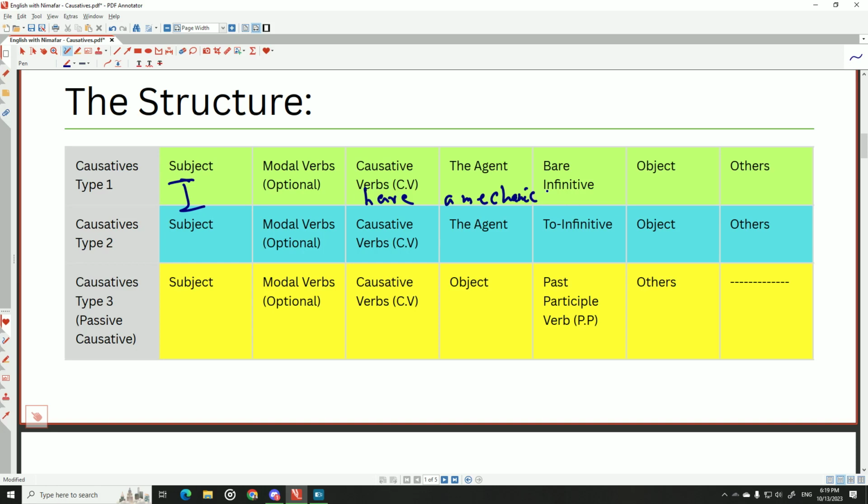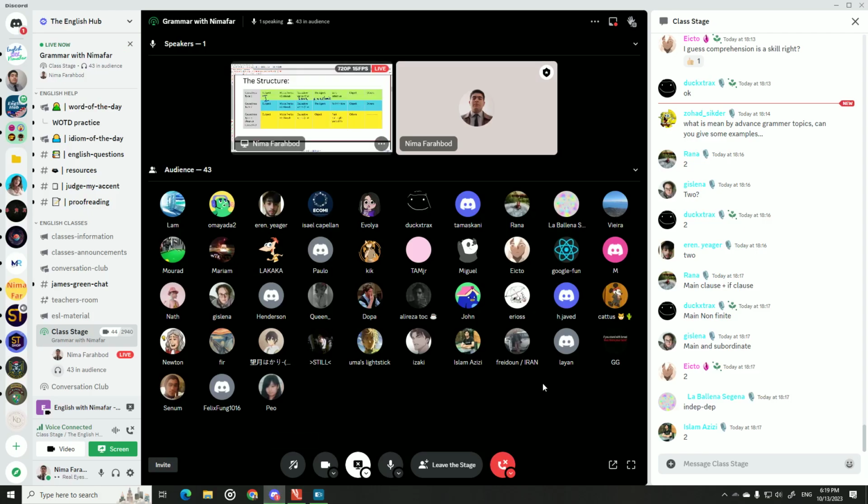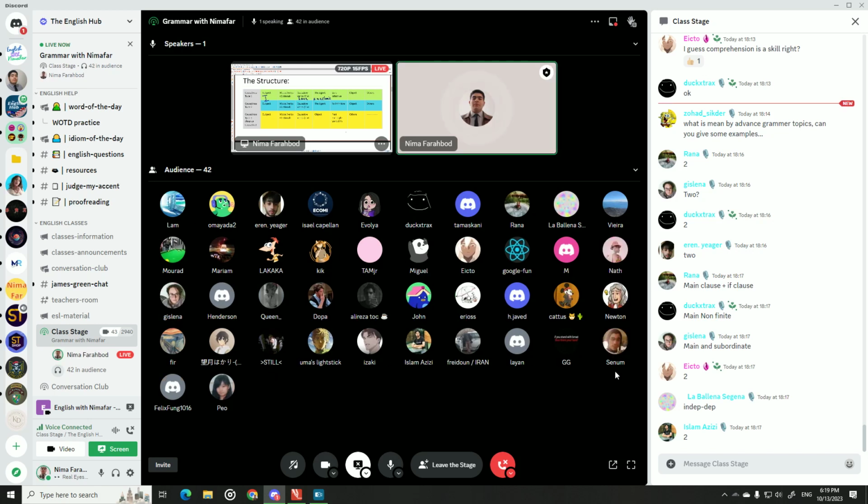What is the bare infinitive, guys? Can you tell me? Anyone in the chat? In type 1, we have to use bare infinitive verbs. What are bare infinitives? Have you ever heard of that? Can you make some examples? Can you write some? Several people are typing. That's really good.